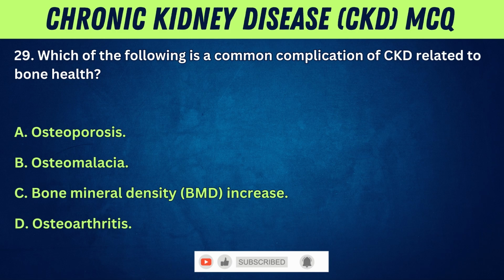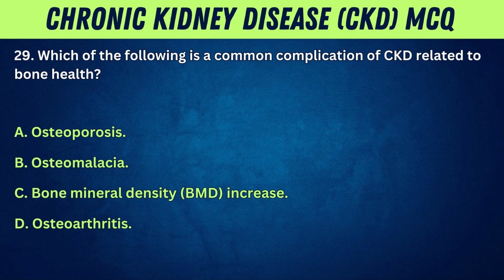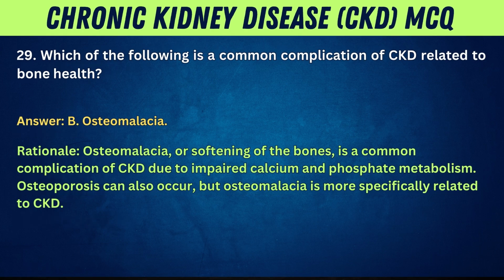29. Which of the following is a common complication of CKD related to bone health? A. Osteoporosis. B. Osteomalacia. C. Bone mineral density, BMD, increase. D. Osteoarthritis. Answer: B. Osteomalacia. Rationale: osteomalacia, or softening of the bones, is a common complication of CKD due to impaired calcium and phosphate metabolism. Osteoporosis can also occur, but osteomalacia is more specifically related to CKD.